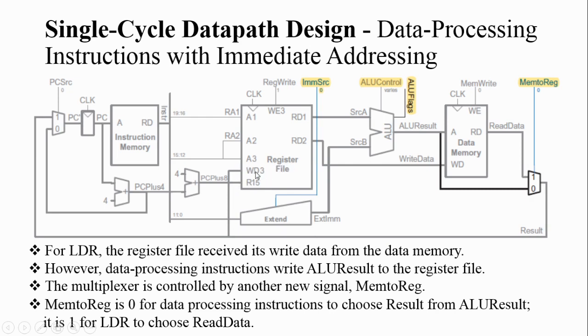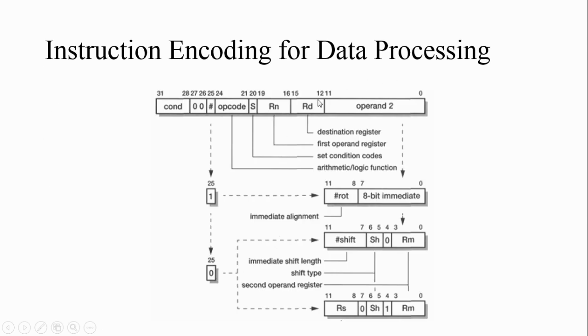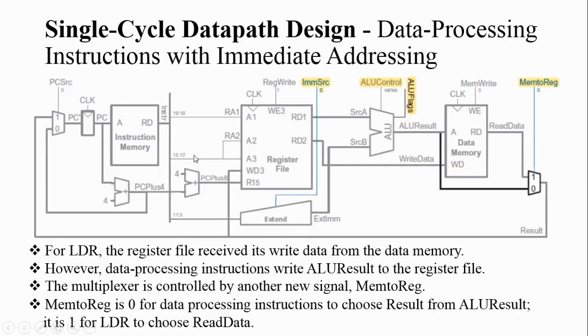And which register you need to write is configured by the destination register bits, bit number 12 to 15. So 12 to 15 is connected to A3. The data which has to be written is connected to W3. This data you need to write in the register file. So for writing to the register file, you need to make register write 1. So write enable will be 1, right?